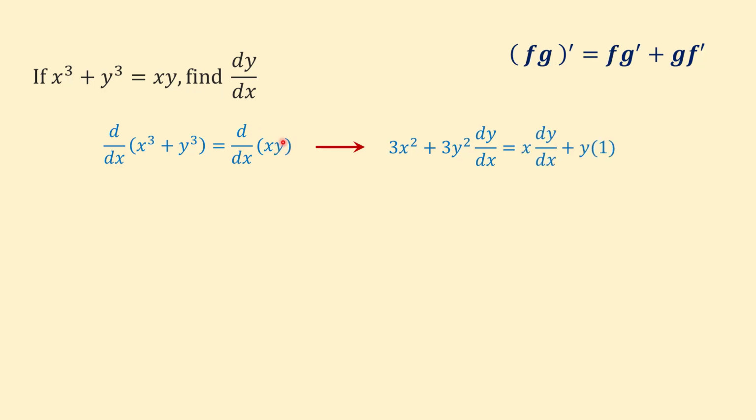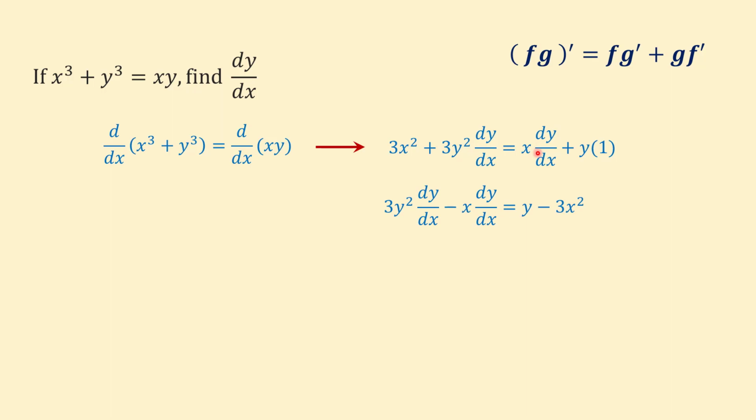Plus, write the second function, y, multiplied by derivative of first function. What is the derivative of x? 1. Now the first step is completed, and we have to go to the next step. The next step is to move all the terms involving dy over dx to one side and move other terms to the other side.